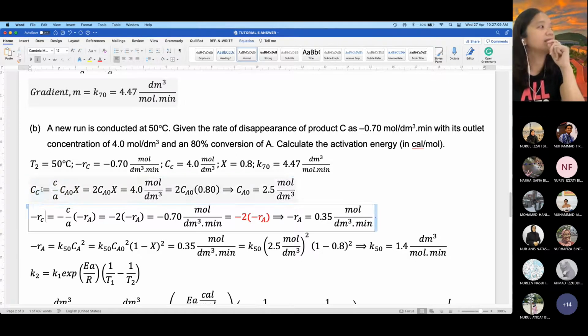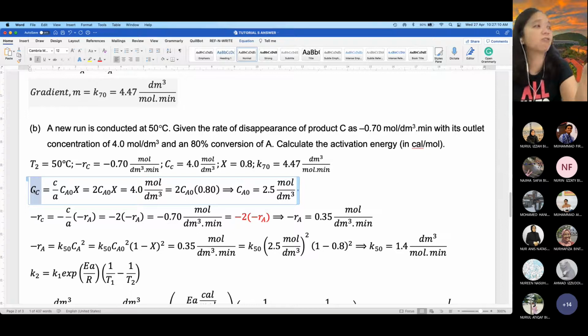If you notice, CC I already know, which is 4. C per A is 2 over 1. X is 0.8. So I can get my CA0. In this case, we don't know CA, so we express it in terms of CA0. We don't know CA0, but coincidentally we have information about CC. We use that information to find CA0 first. Then you will get your CA0 from this equation as 2.5.